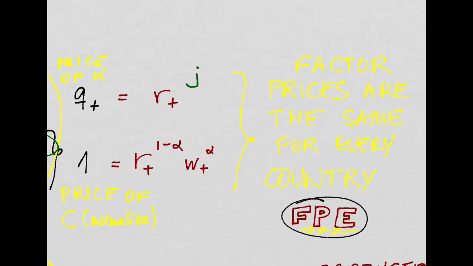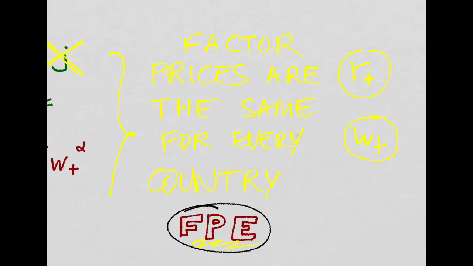Now we're just going to normalize the price of consumption as the numerator to 1, and then we're going to leave the price of capital to be equal to the interest rate. Now this interest rate is going to be the world interest rate. It's not going to be specific to each country. The reason why is because Ventura assumes that we have factor price equalization, which basically means that the price of capital and the wages, the price of labor, is the same in every country. This simplifies the analysis a lot.